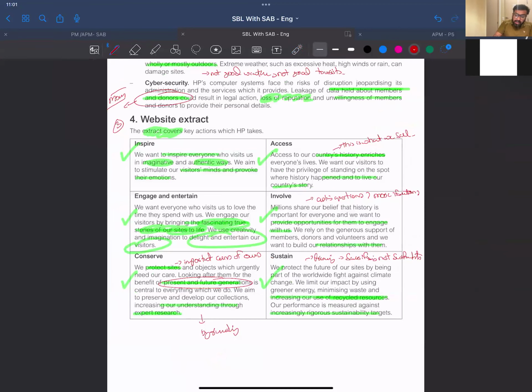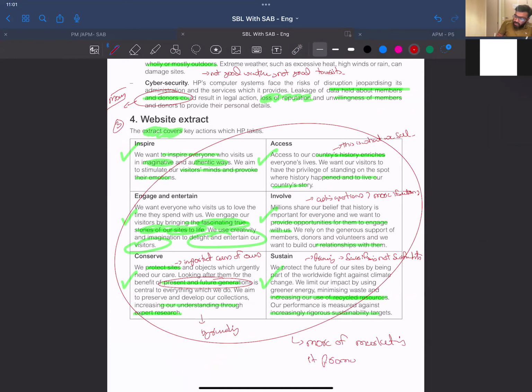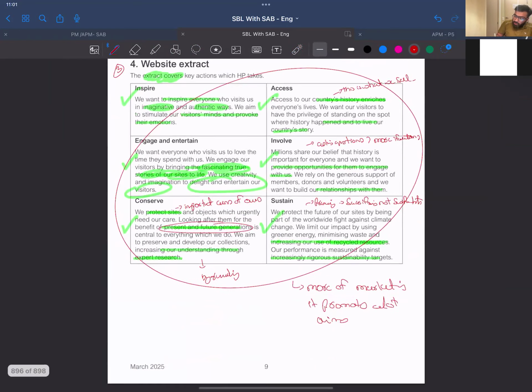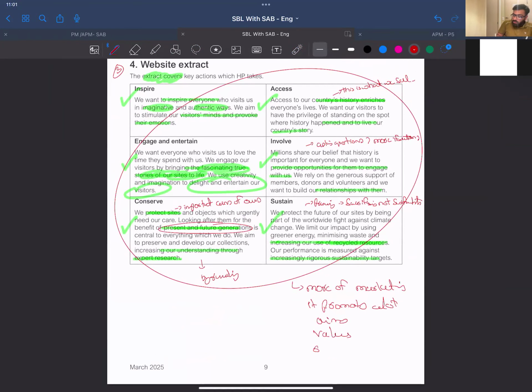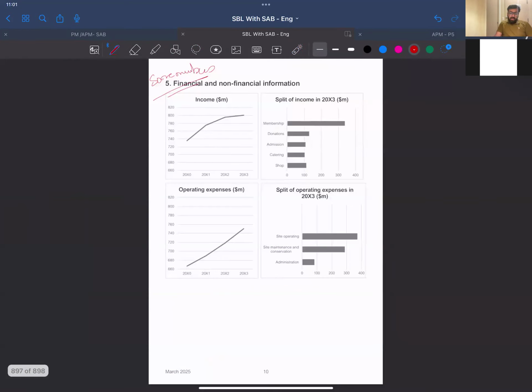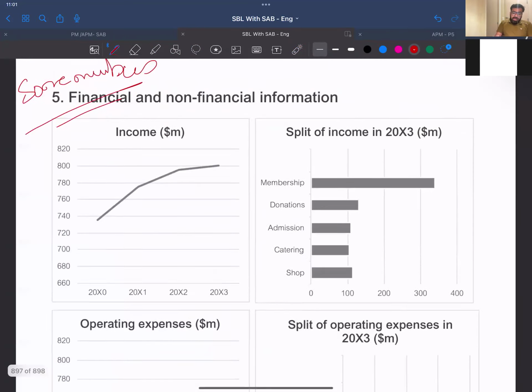But more or less, this is a website extract which I believe is more of marketing. It promotes you guys a lot, right? It gives your aims, your values, your reason for existence, right? So there is a lot given here. You must know what you have marketed on the website.